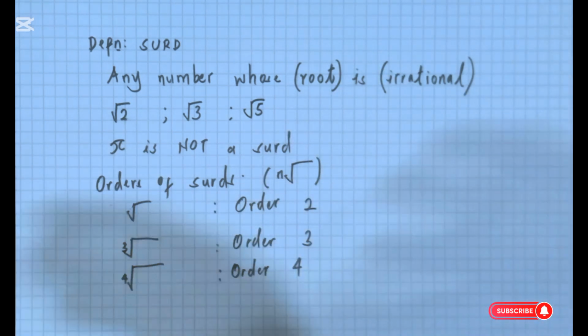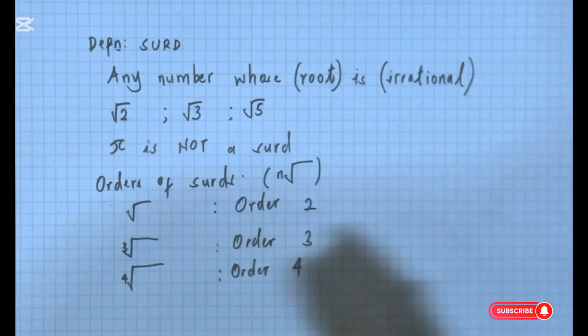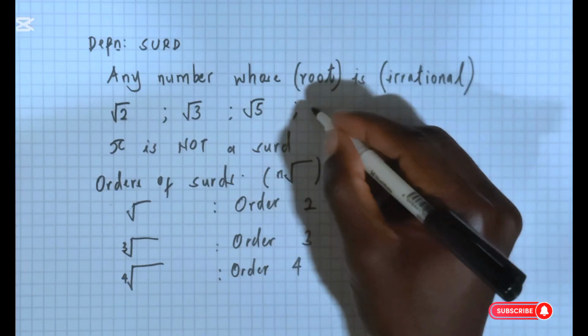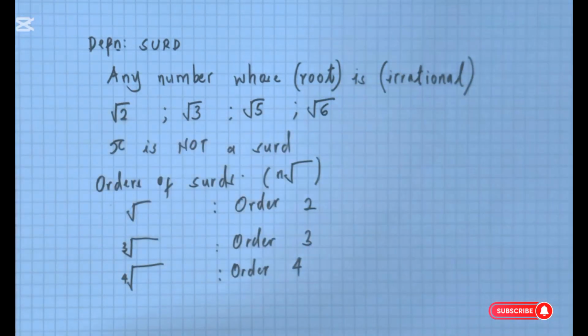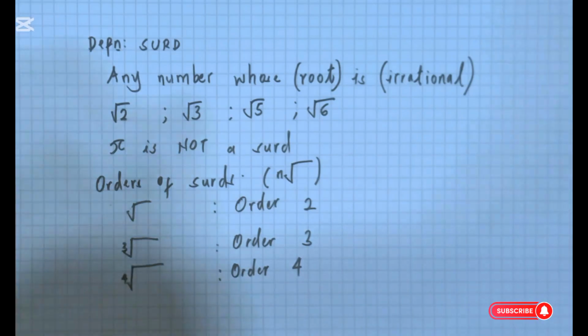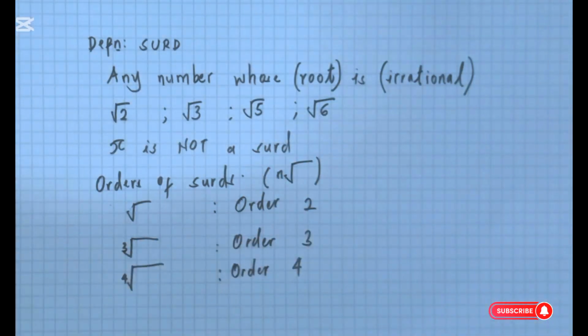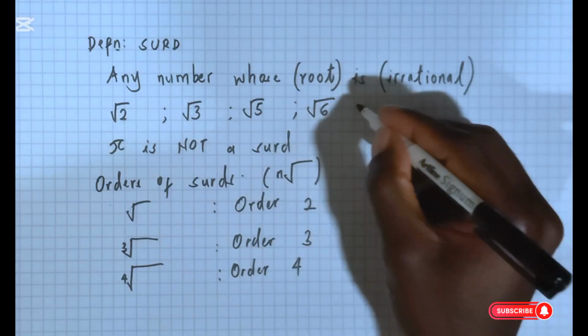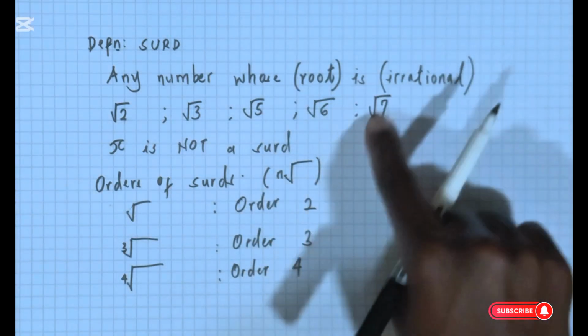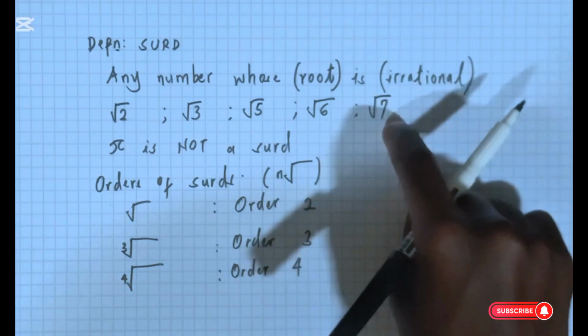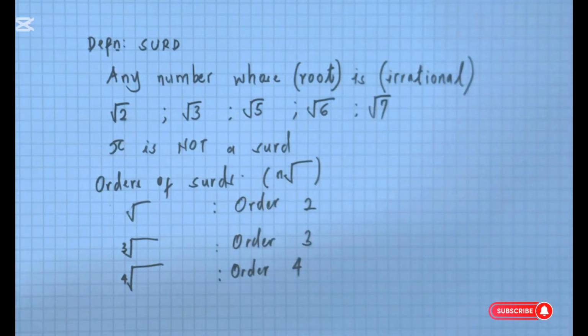And we are going to see more of why we are calling these numbers surds. Then it will also help you understand what we are talking about. Root 7 is a surd. Why? Because first of all, it has the root sign, and the square root of 7 is actually an irrational number. You can use your calculator to find that out.